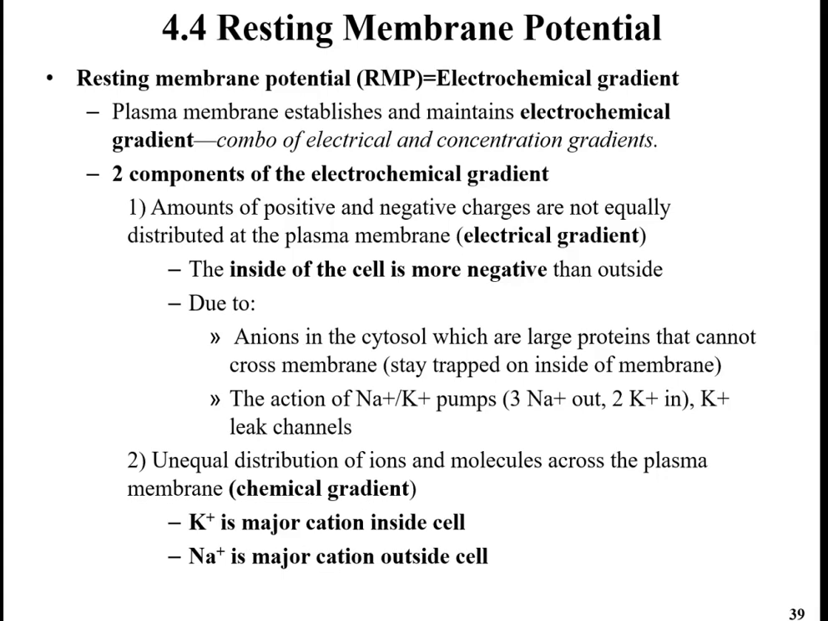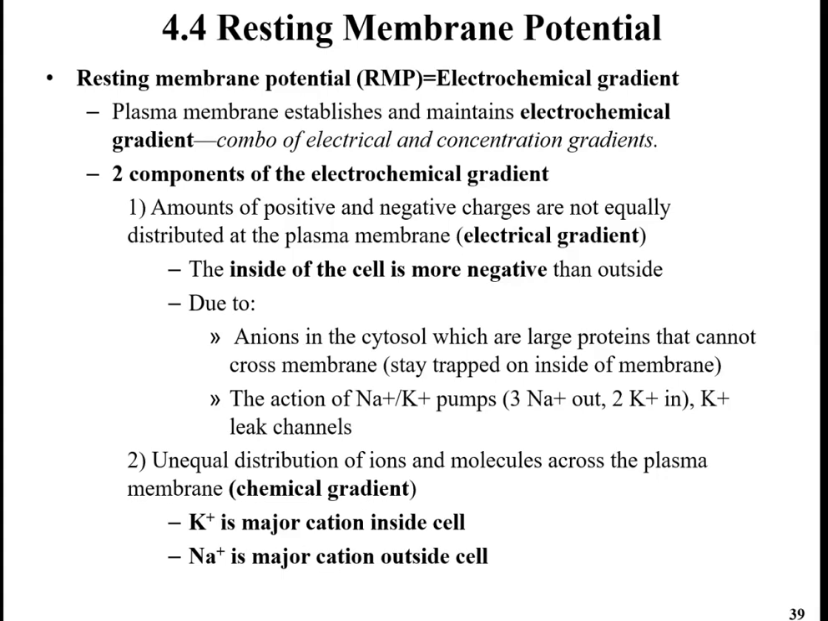So two components. Number one, the amounts of positive and negative charges are not equally distributed at the plasma membrane. So this is the electrical gradient. The inside of the cell, therefore, is more negative than the outside of the cell. You need to know that. And this is due to anions, or negative proteins in the cytosol, which are large proteins that cannot cross the membrane. So they stay trapped on the inside of the membrane. So that negative charge stays trapped on the inside of the cell.